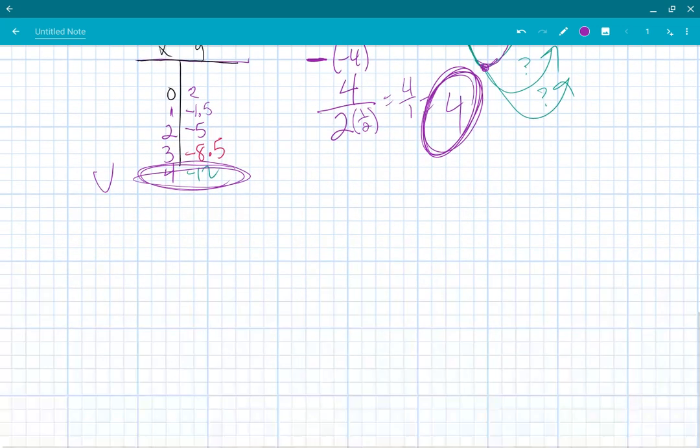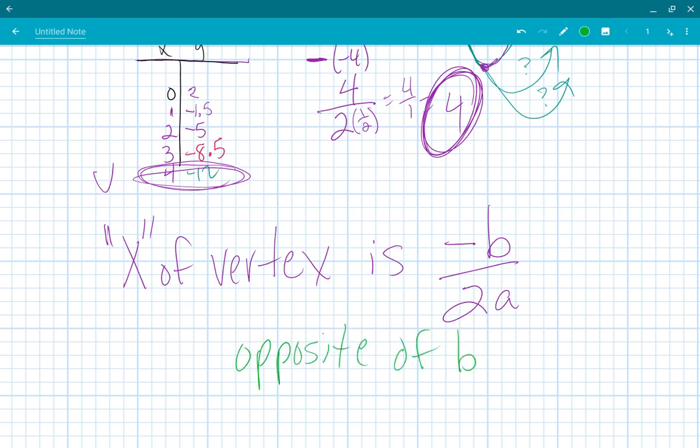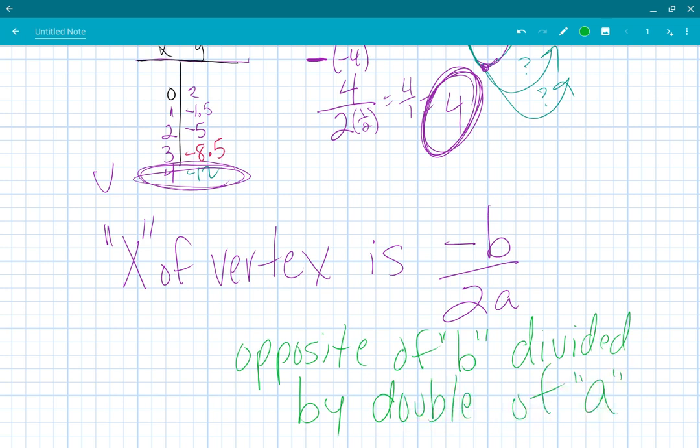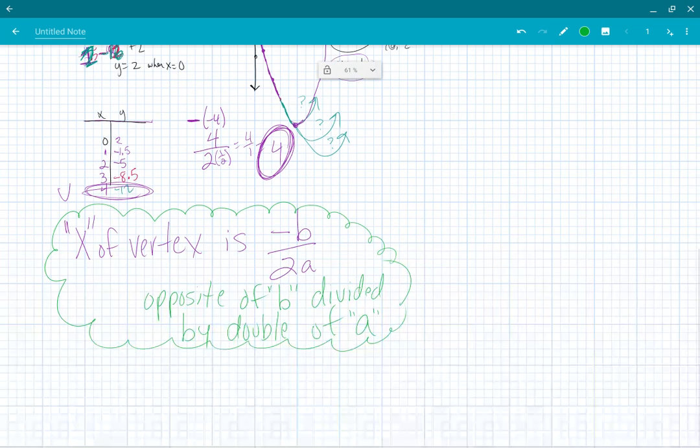So the formula, and this comes from calculus, by the way. The x of vertex, this is the x only, is the opposite of B divided by double of A. Okay. And if there is no number in front of x squared, that's a 1. This is the only formula you'll need to find the x of vertex. All right, so let's try it with another one, okay?